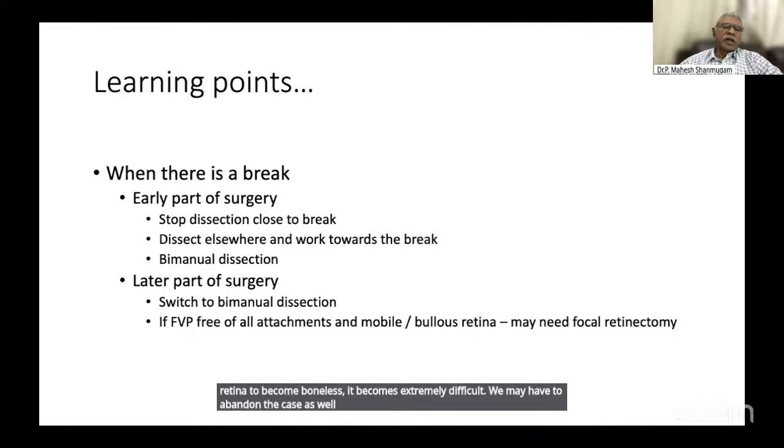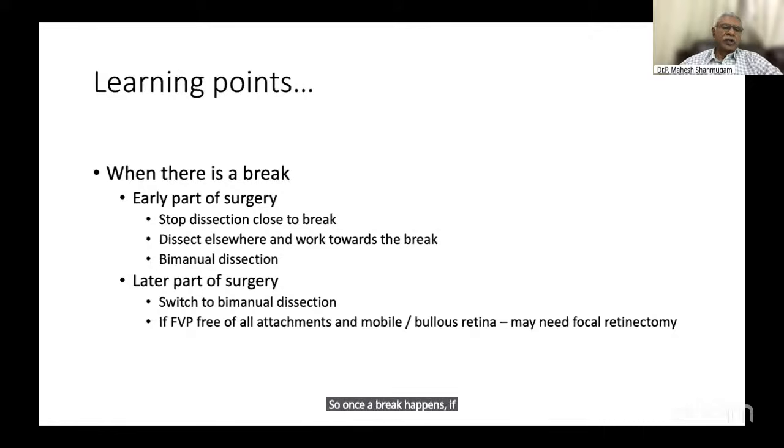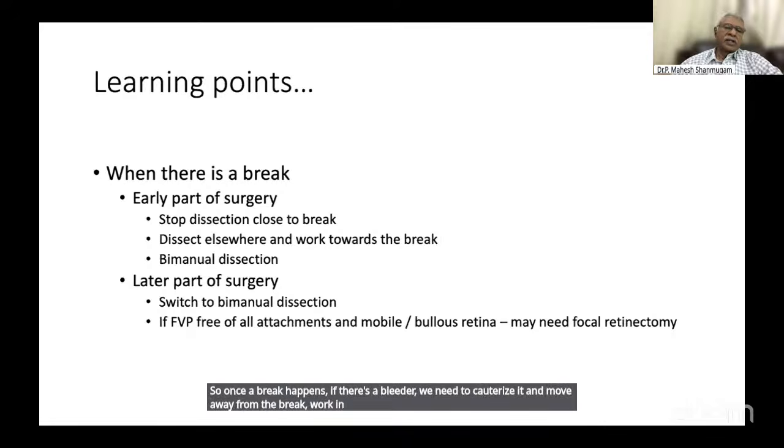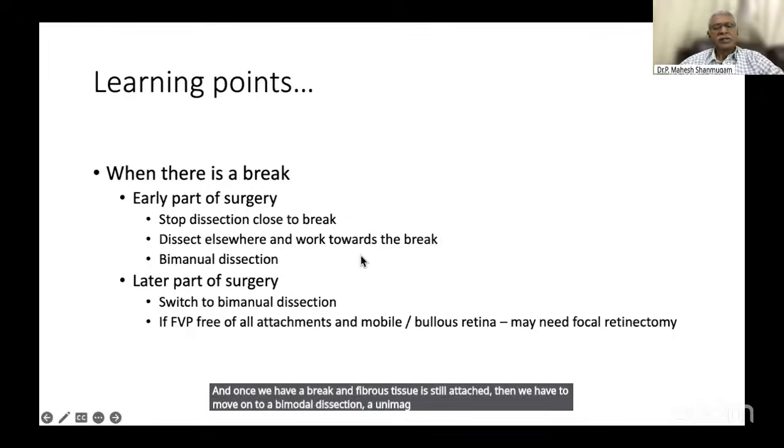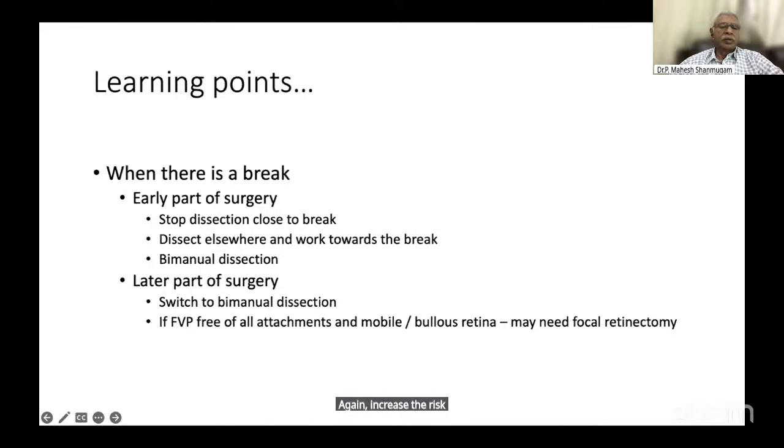So once a break happens, if there's a bleeder, we need to cauterize it and move away from the break, work in the other areas, and then work towards the break. The membrane dissection around the break is to be taken care of towards the end of the surgery. And once we have a break and fibrous tissue is still attached, then we have to move on to bimanual dissection. A unimanual dissection will again increase the risk of the retina becoming bullous.